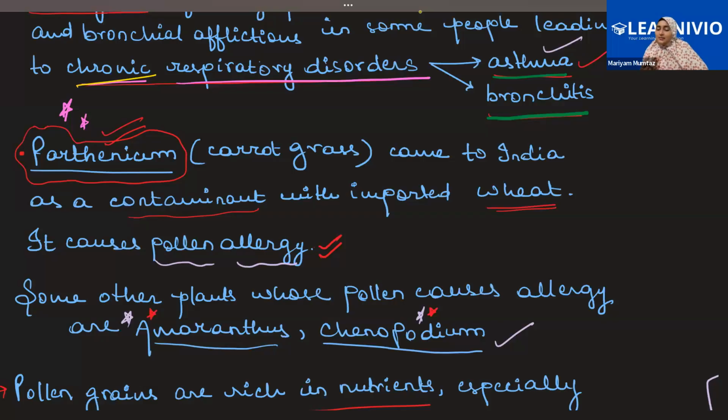Apart from that, there are some other plants whose pollen also causes allergy, such as Amaranthus and Chenopodium. These are the scientific names of the plants whose pollen grain causes allergy. If I give you, for example, Parthenium pollen grains, it causes pollen allergy. But what if I pluck a leaf and give it to the person? Will it cause allergy? No. Only the pollen. Clear?